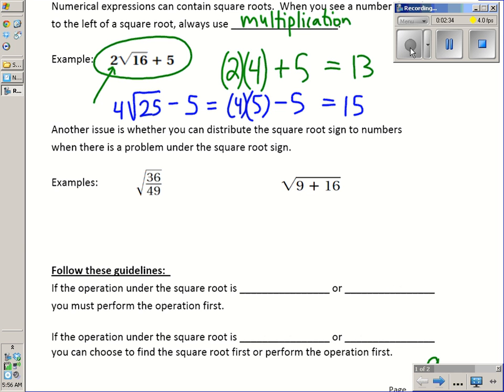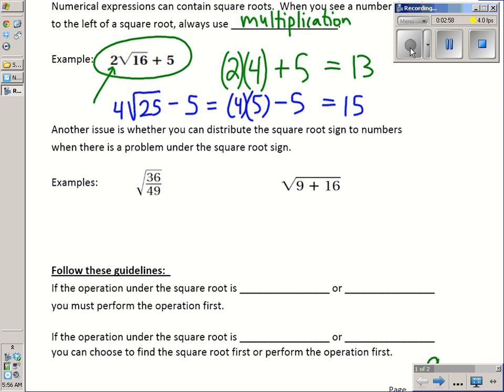Looking over to the one at the right, you have the square root, and then within that, 9 plus 16. Again, there's an operation being performed within the radical. This one is addition. So you'll have two options to look at. Actually, you only have one option for each. The way that we determine what to do with them is which operation is being performed within the radical.